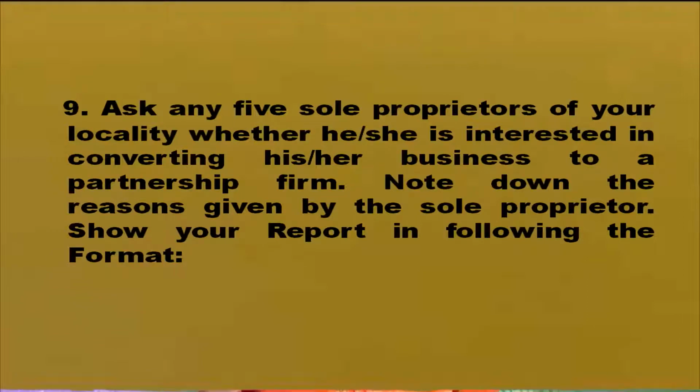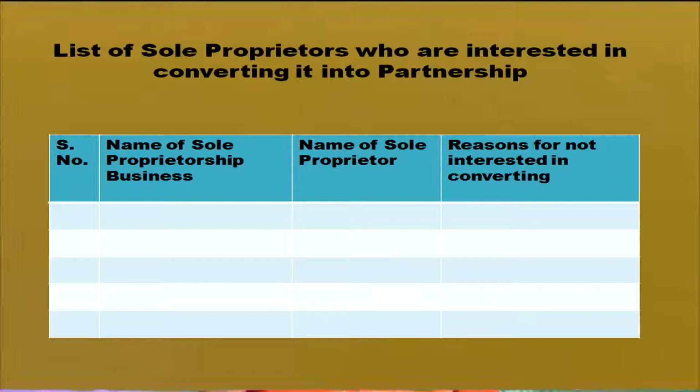Another report. Ask any 5 sole proprietors of your locality whether he is interested in converting his business to a partnership firm. Note down the reasons given by the sole proprietor and make a report like this. Serial number, name of the sole proprietorship business, name of the sole proprietor, and reasons for not being interested in converting, or reasons for being interested in converting, also you can make a report. That is, why sole proprietors are interested in converting.